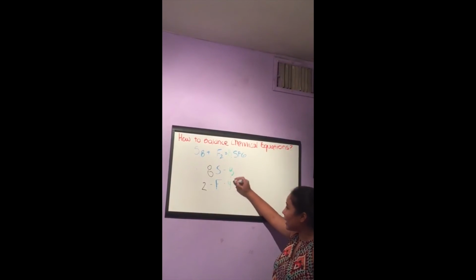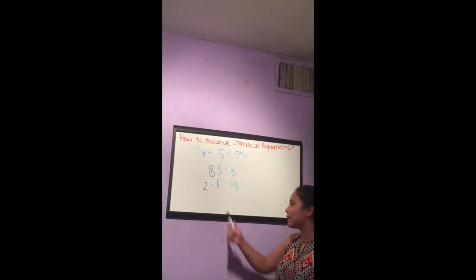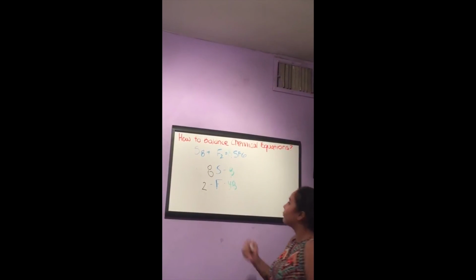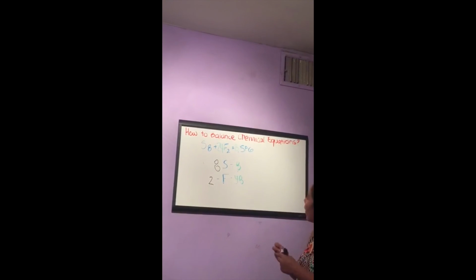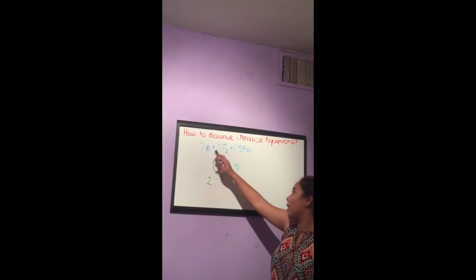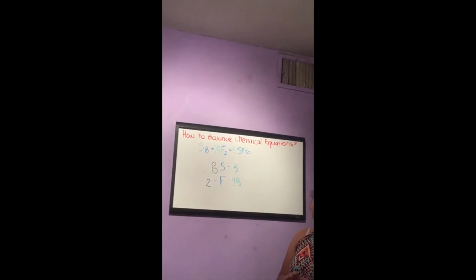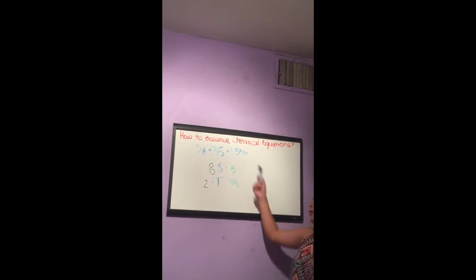So 8 times 6, 48. But now you have to find a number that multiplied by 2 equals 48. That number is 24. Once you have solved all the elements on both sides, always remember, leave hydrogen and oxygen for last, but in this equation we don't have them.